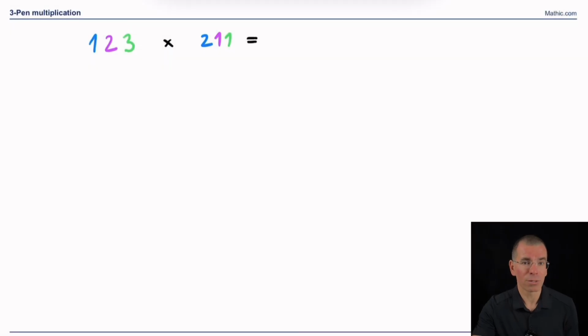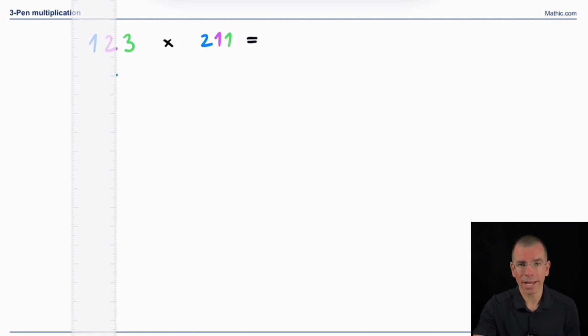Let's increase the level of difficulty. Let's try to multiply 3-digit numbers. The system that we will use will be the same as in multiplication of 2-digit numbers, the only difference being the blue lines representing hundreds. 123 times 211. Number 123 consists of 1 hundred, 2 tens, and 3 ones.